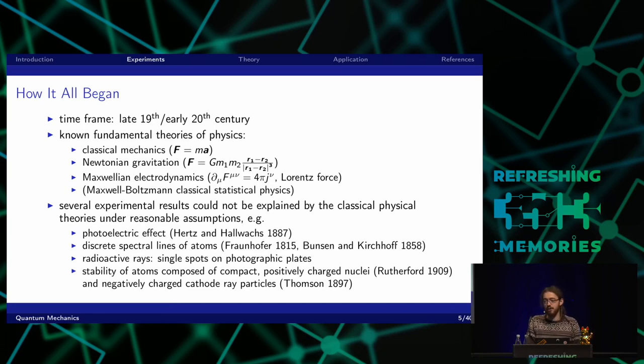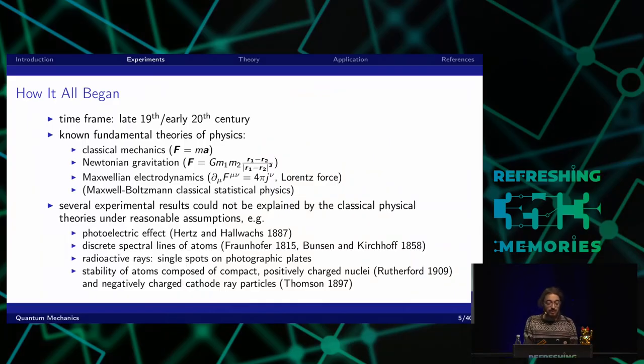And further, radioactive rays were really a mystery. Nobody understood how it can happen that something just decays at random intervals. It was unclear. And then the people looked into the atom, Rutherford using alpha particles to bombard a gold foil, and saw there must be positively charged nuclei. And they already knew that there were negatively charged particles, what we now call electrons, in the atom. So this was really strange, that atoms are stable while composed like this, and I will explain why a bit later.